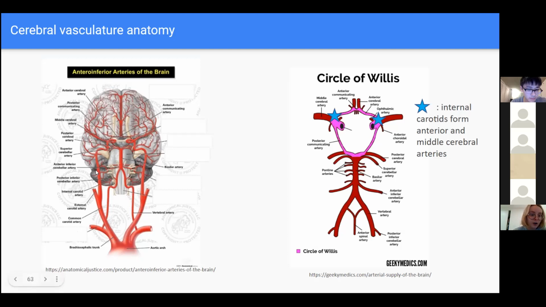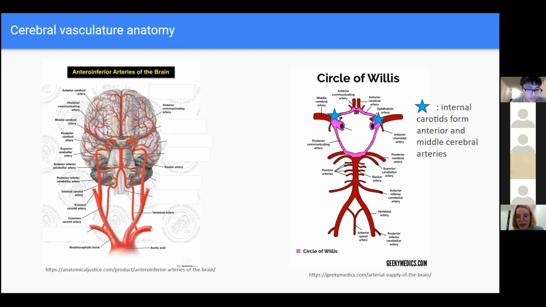The internal carotid artery is what is going to supply the circle of Willis that we see on our right. Here I put little stars where the internal carotid arteries arrive, and then they give rise to the middle cerebral artery and the anterior cerebral artery that we see here.